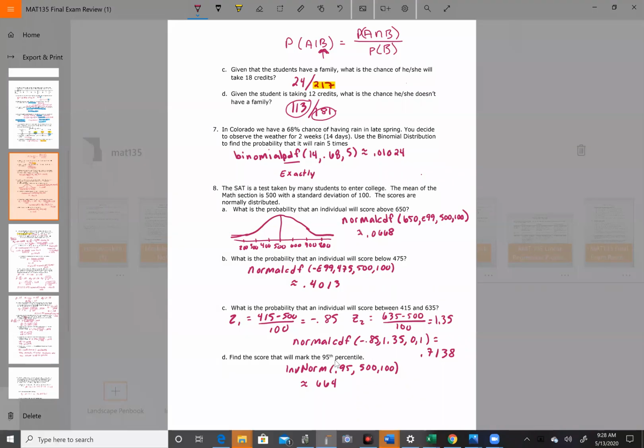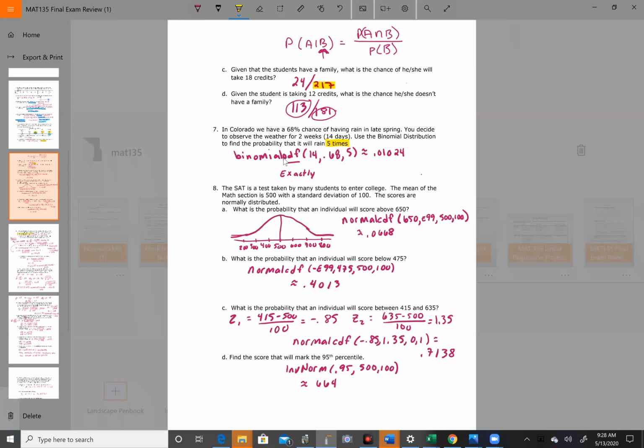All right, guys, starting at number 7, in Colorado, we have a 68% chance of having rain in late spring. You decide to observe the weather for 2 weeks, 14 days. Use the binomial distribution to find the probability that it will rain 5 times. So this wants exactly 5 times, not less than 5 times, not more than 5 times, but exactly 5 times.